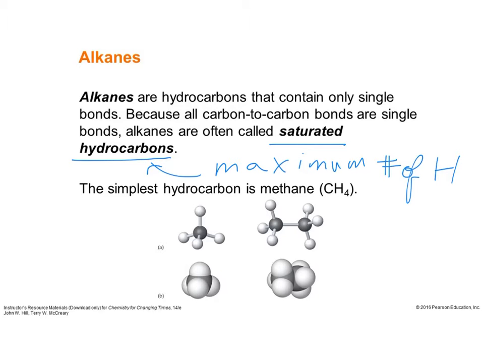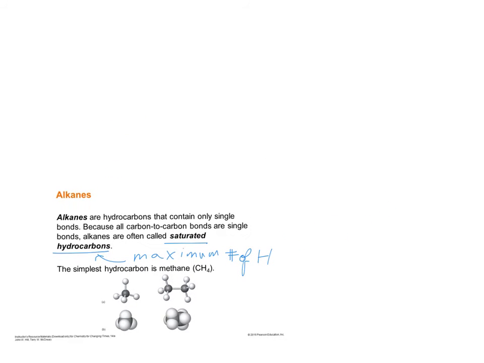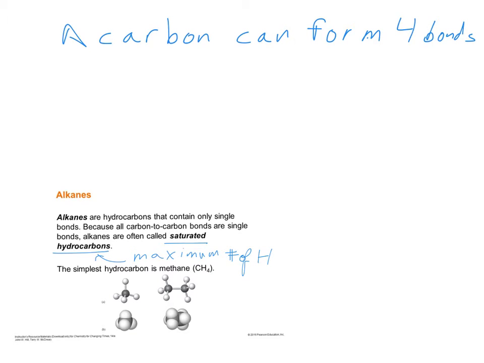of hydrogens. As a general rule, a carbon can form 4 bonds, remember. Let's make a general rule for ourselves here. A carbon can form 4 bonds. So, in order to form larger hydrocarbons, you have carbons attaching in a chain to another carbon.